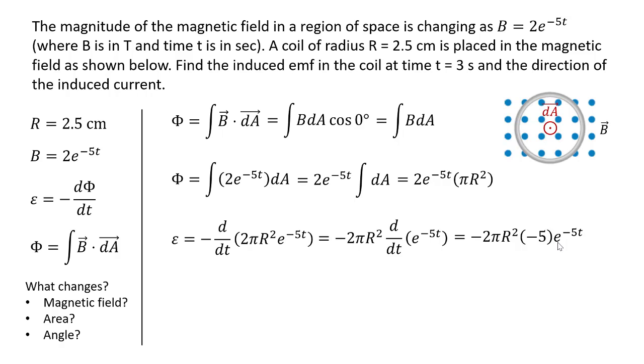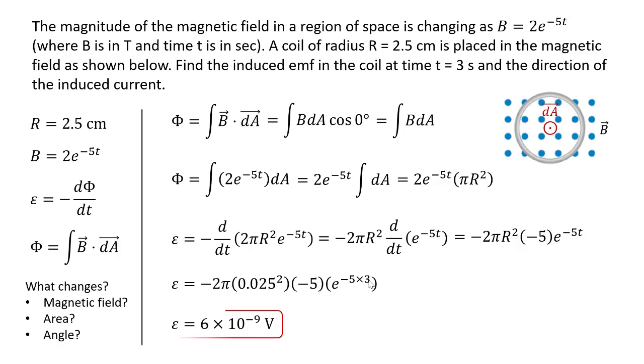We need to find the induced EMF in the coil at time t equals 3 seconds. So we will replace the time with 3 seconds. And that gives us minus 2 pi. The radius of the coil is 2.5 centimeters or 0.025 meters. Don't forget to square it. Multiplied by minus 5 multiplied by e to the power minus 5 times the time t, which is 3 seconds. That gives us a value of 6 times 10 to the minus 9 volts for the induced EMF. As you can see, we obtained a positive value for the EMF, and that means that the induced current will flow counterclockwise.